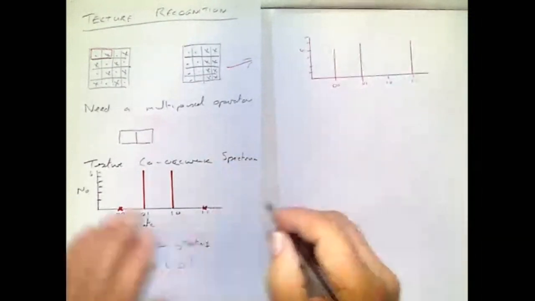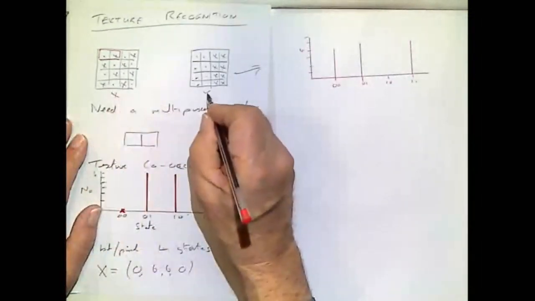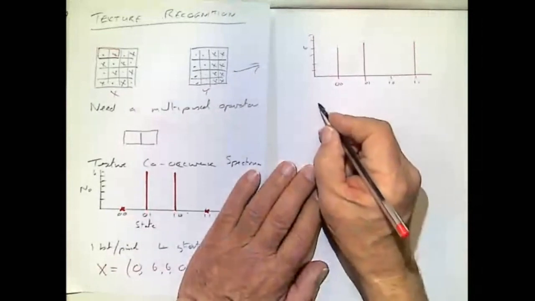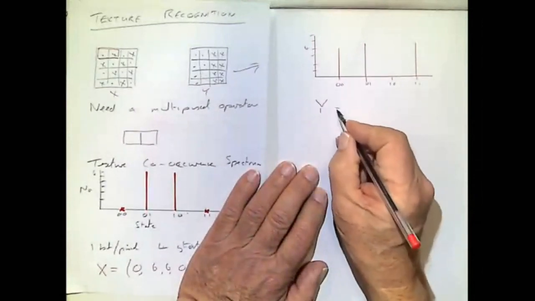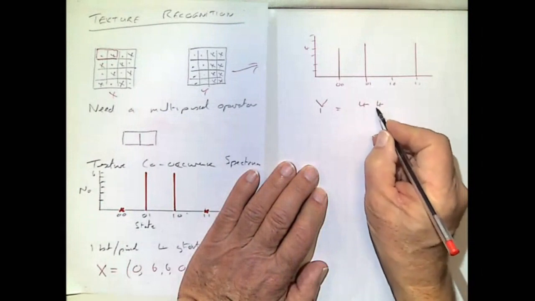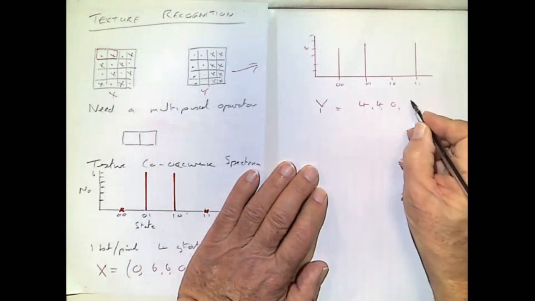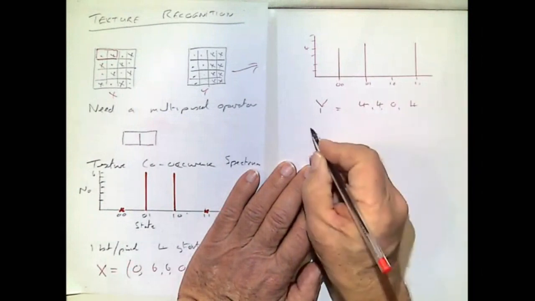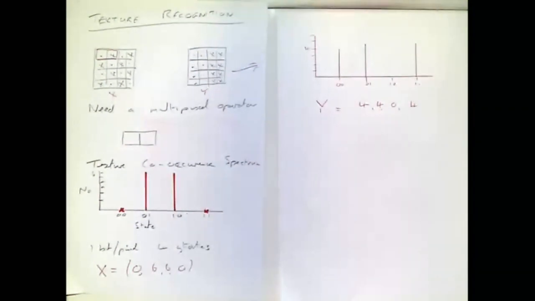is going to be, let's call this y, call that x, call that y. There is x. Y is going to be a 4-element vector, which is going to be 4, 4, 0, 4. Right.